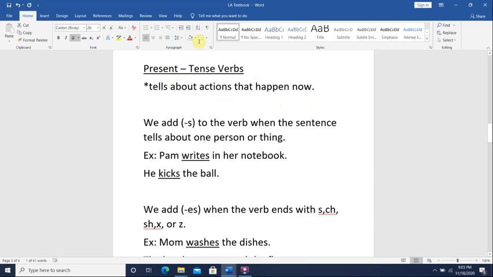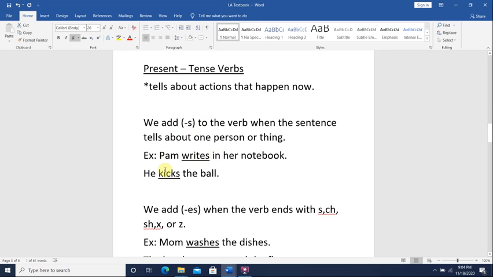So, when a sentence is about one person, we add an S to the verb. This is something we also learned in grade 1. So, when the sentence is telling about one person or one thing, if the subject is about one person or about one thing, we add an S to the verb, to show that it's happening now, that the sentence is in the present tense.